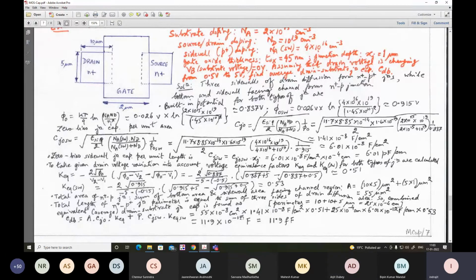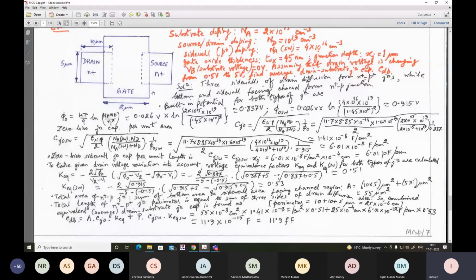So when you are calculating the total CDB, it has to consider the capacitance due to junction 5 and junction 1. That is equal to 55 into 10 to the power minus 8 into 1.41 into 10 to the power minus 8 multiplied by the voltage equivalence factor, and for 2, 3, and 4, the 3 P plus N plus sidewall junction capacitances, it is 6.01 picofarad per centimeter. Then you calculate 2y plus w. Y equals 10, w equals 5, so 10 plus 5 plus 10 is 25.